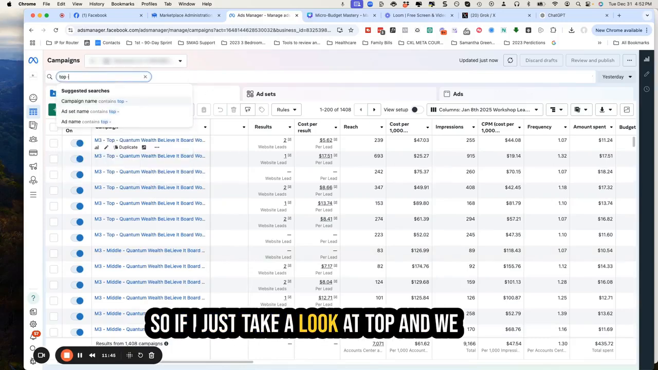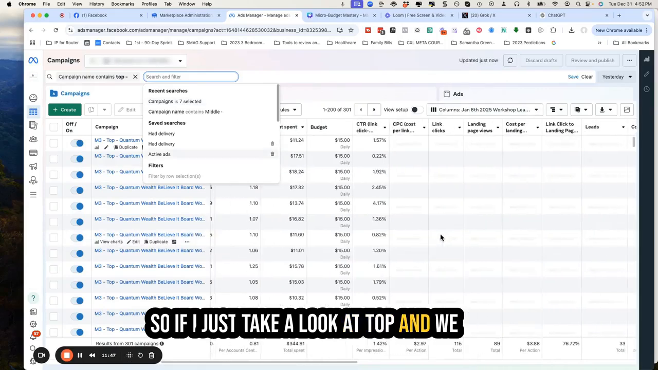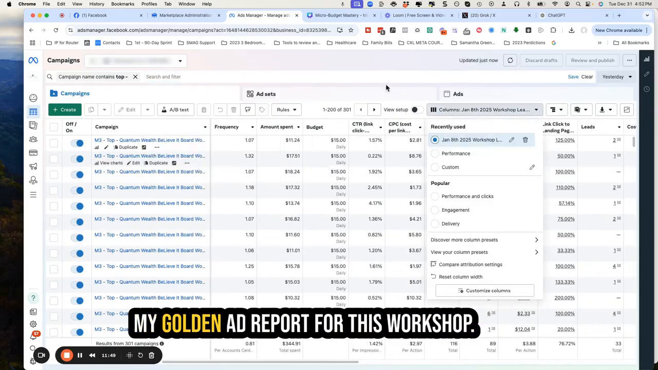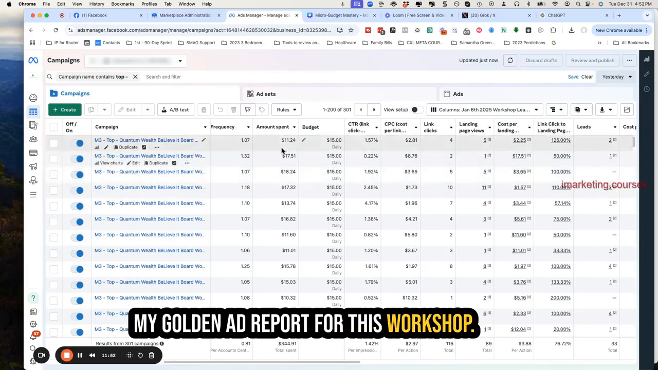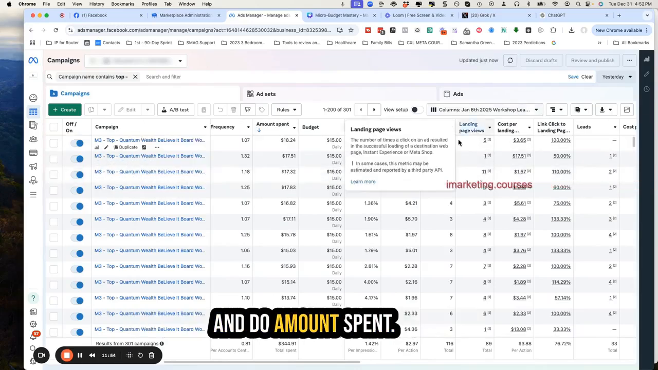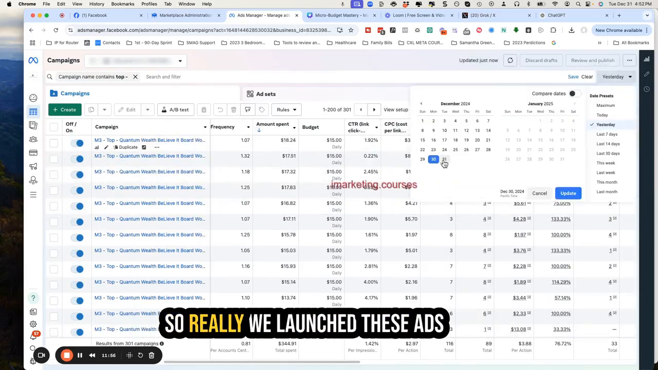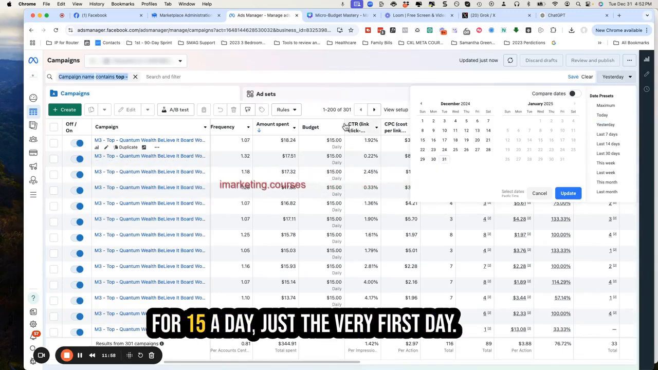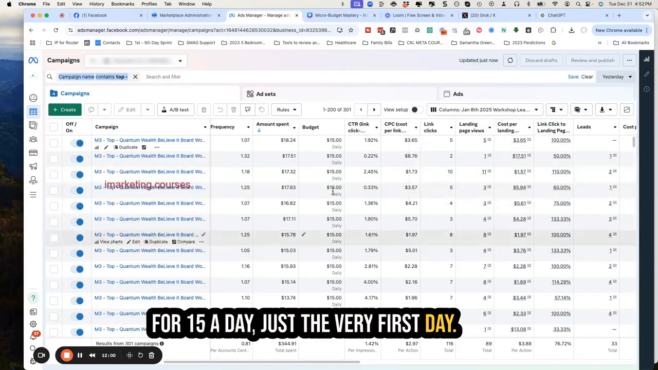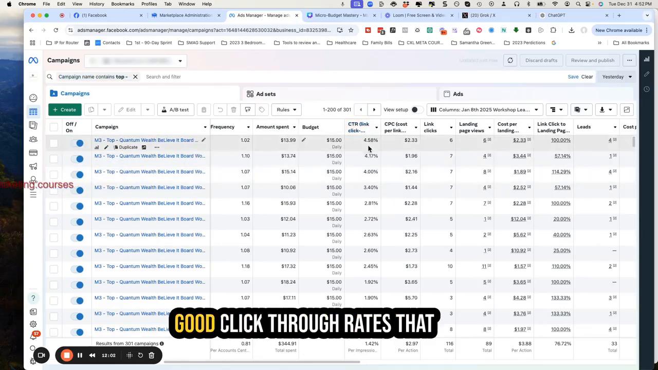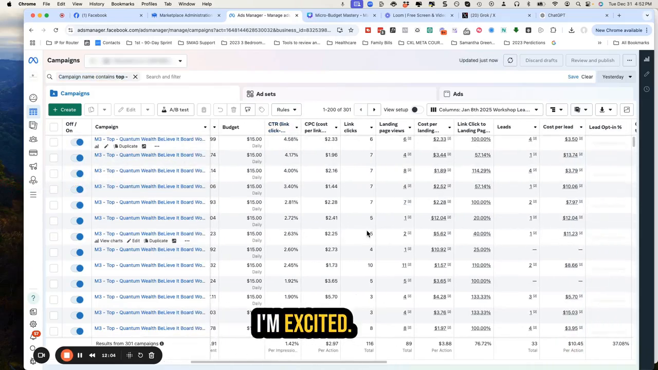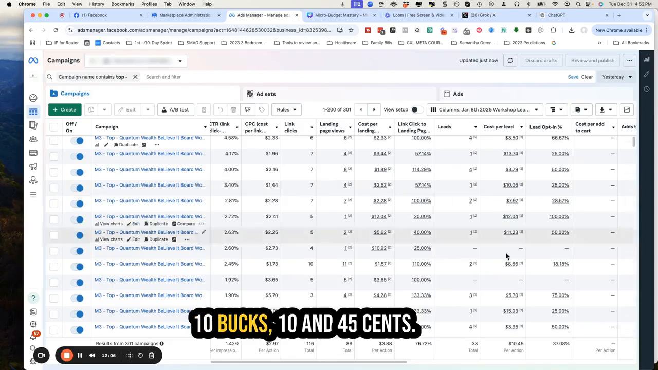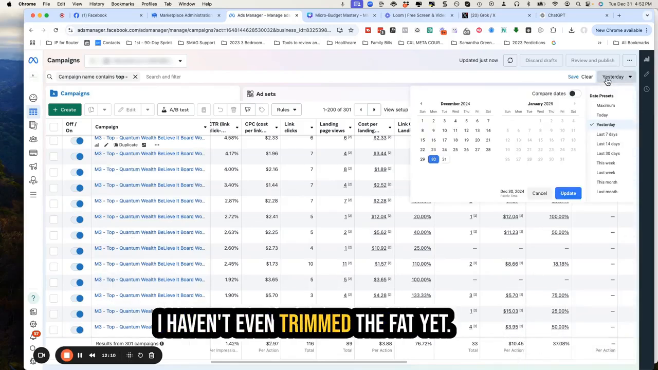So if I just take a look at top of funnel, I'm looking at my golden ad report for this workshop. I'm going to go ahead and sort by amount spent. So really we launched these ads for $15 a day, just the very first day. And I can see some pretty good click-through rates that start to happen right away. I'm looking for leads under $10, and we're at $10.45. So we're really close. I haven't even trimmed the fat yet.